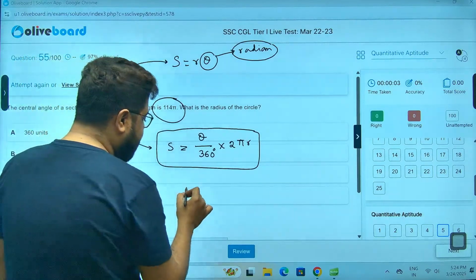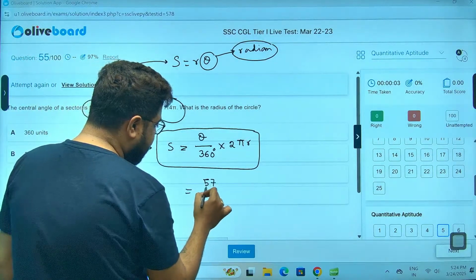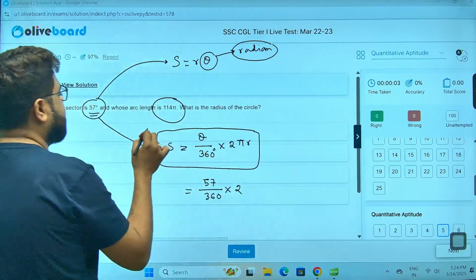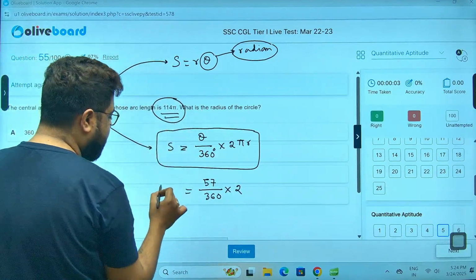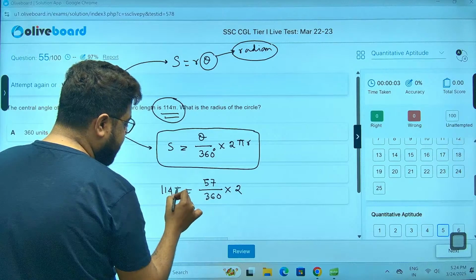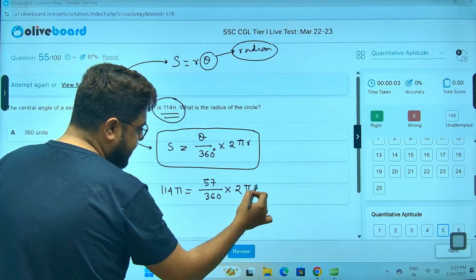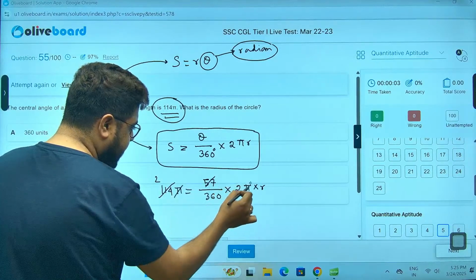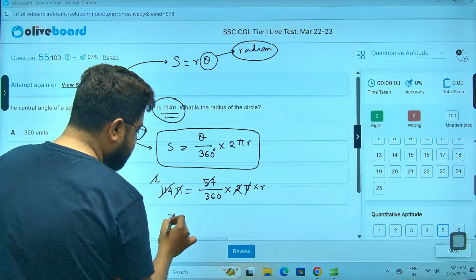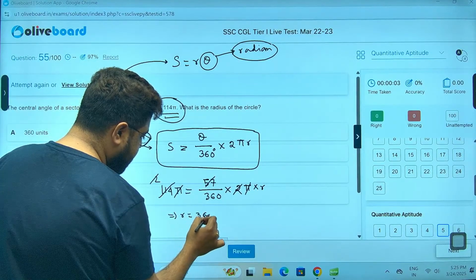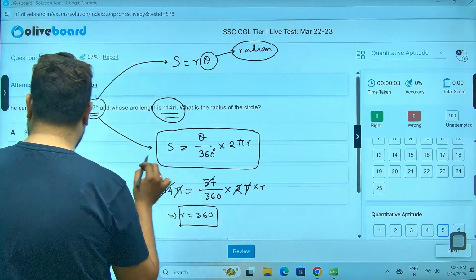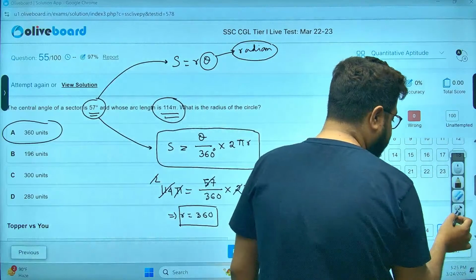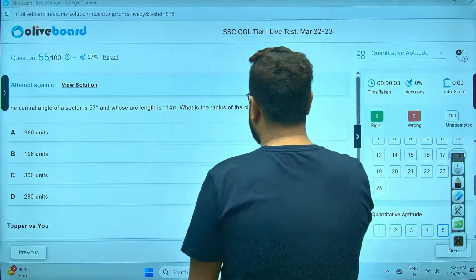So again, I'll do 57 divided by 360 into 2 pi. Arc length S is given as 114 pi. Let's keep the pi, because it will cancel. R equals 114 pi divided by 57 into 2 pi. Pi cancels, 2 cancels. The R value is 360. That is option number 1, your correct answer.